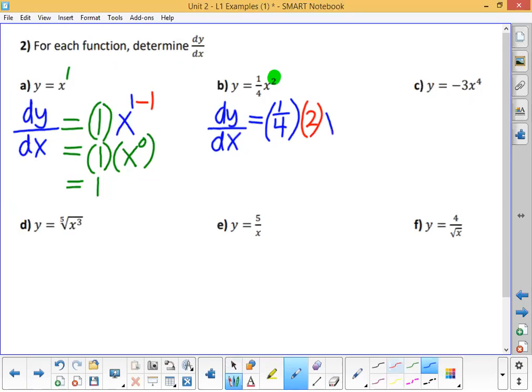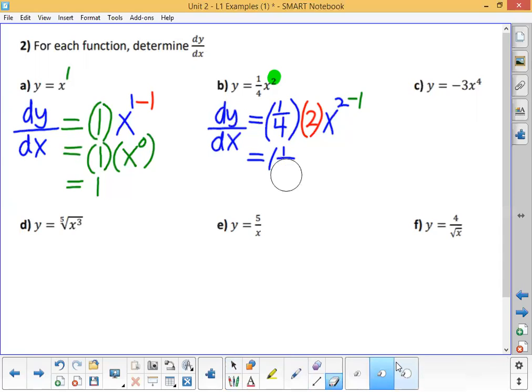And I want to take my original x to the power of 2 and subtract 1 there. So that gives me 1/4. Oh, sorry. I should actually just multiply to simplify. So 1/4 times 2 is going to give me 1/2. And x to the power of 2 minus 1 gives me x.